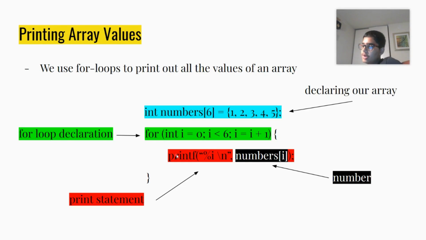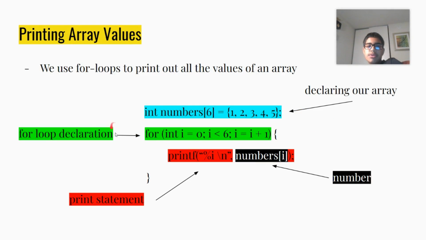Finally, we must also know how to print out the array values. This is done by using a for loop. We run the loop for every letter in the array, and then we print out the value at that index. So for example, over here you can see our integer numbers 6, 1, 2, 3, 4, 5, and then our end of line character, which we'll learn about later.